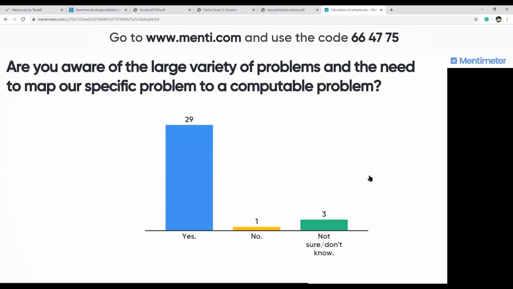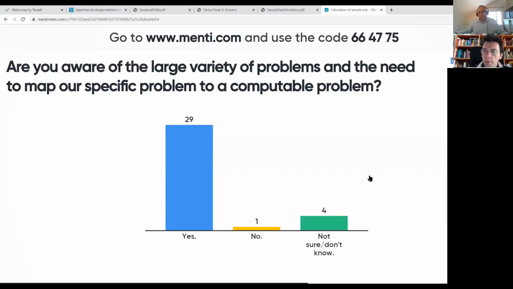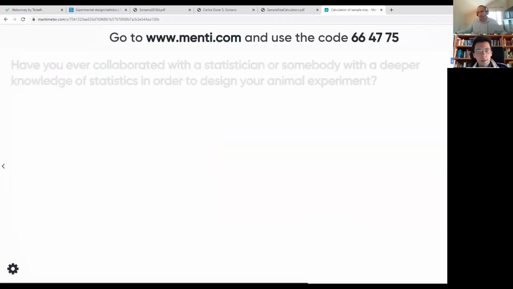Yeah, so I was saying that the main job is to map your experimental problem into something that can be calculated. These programs are great to hide the calculations, but the mapping is up to you. You need to do the mapping, and if you don't feel confident in your mapping, try with the help of someone else. Okay. And then we can go to the next questions.